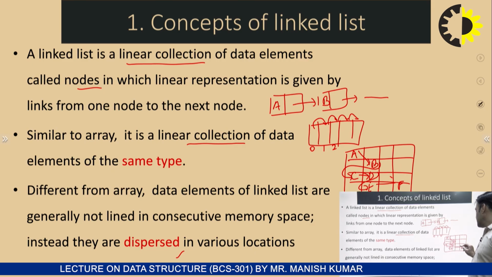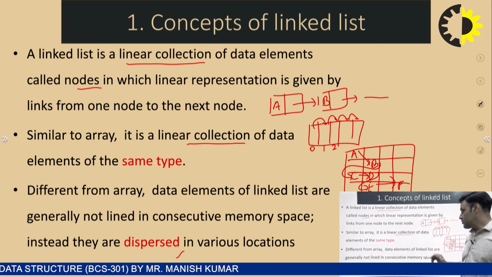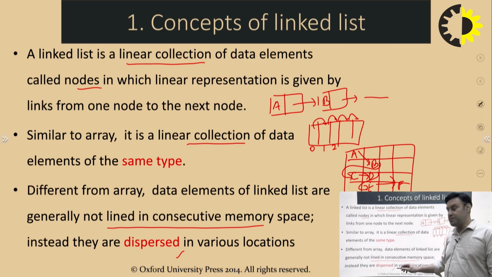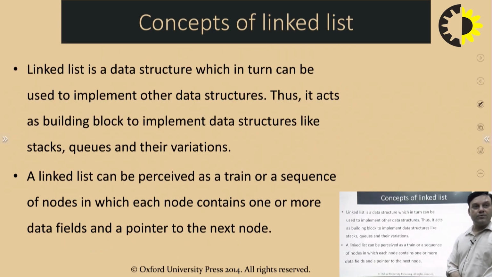Link anywhere, randomly anywhere in memory. That is not linked in consecutive memory, but in an array it is in consecutive, or contiguous, memory allocation. So the elements in a linked list are dispersed in various locations. Okay, students, so this is the concept of a linked list.